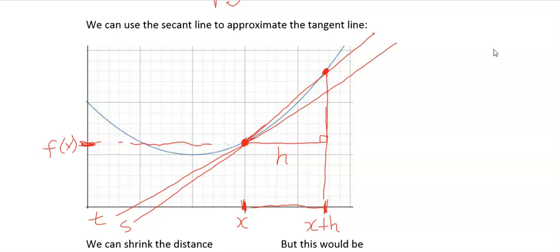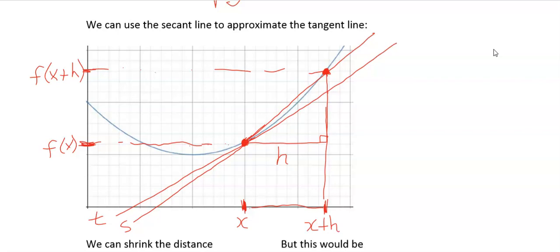H is the run. Now, if this is my second point, I'm also going to need, way over here, to get that y value, right? Well, we get that y value by plugging x plus h into the function. So this y value would actually be f of x plus h. So there's your y value. So we've got our two y values. We've got our two x values.